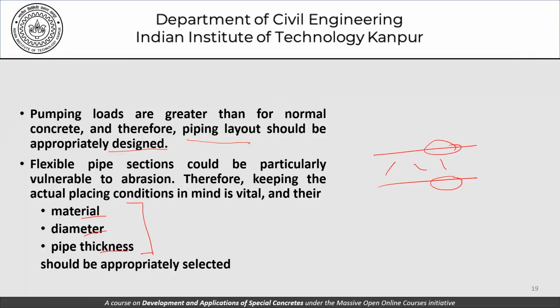So if you are using fibre-reinforced concrete, it's not only your concrete equipment, in fact, also the pipes that are used to carry the concrete from the agitator truck to the site of placement, they should also be properly accounted for.